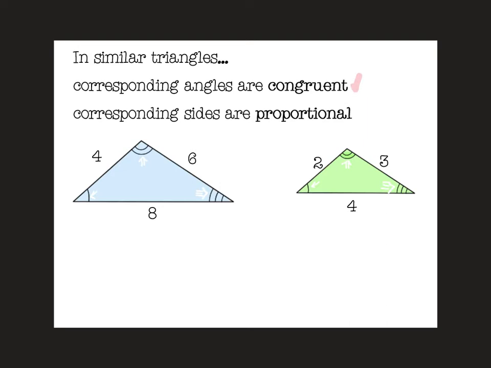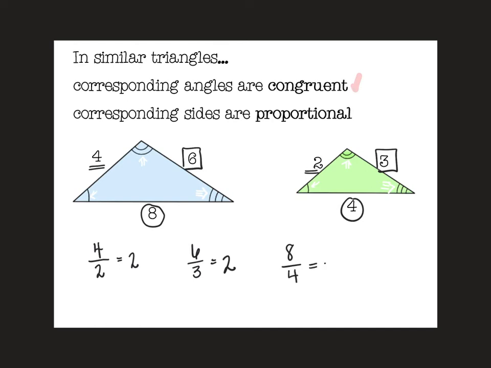And then the second part is that the sides have to be proportional. Remember, you get that by creating fractions or ratios out of the corresponding sides. So, for example, 4 and 2 are corresponding. 4 over 2 is 2. 6 is corresponding to 3. 6 over 3 is 2. And then lastly, 8 and 4 correspond. 8 over 4 is 2. And so right here, when we get 2, 2, 2, that proves that they're proportional.